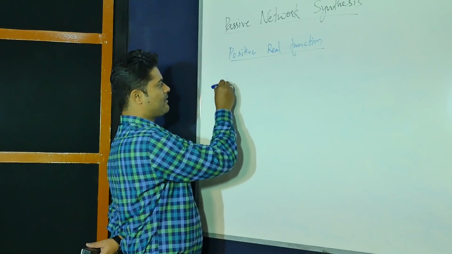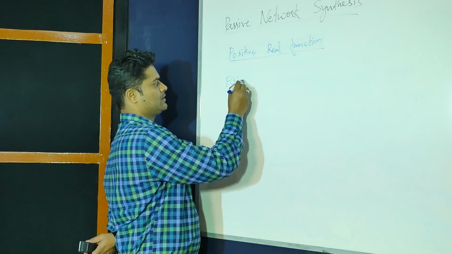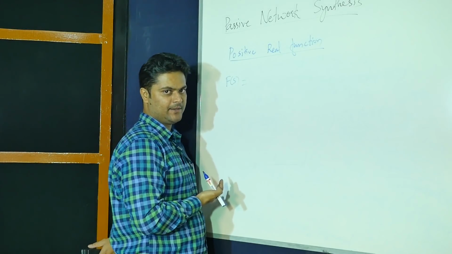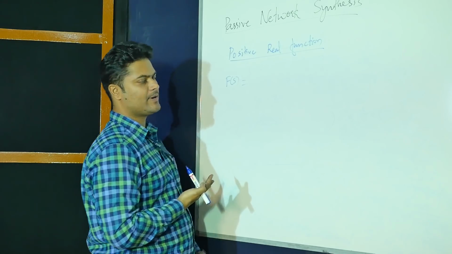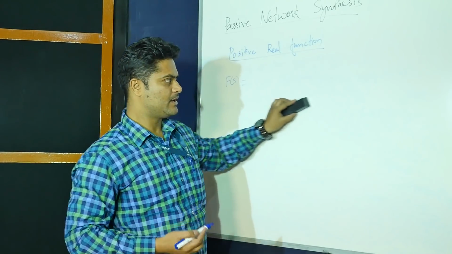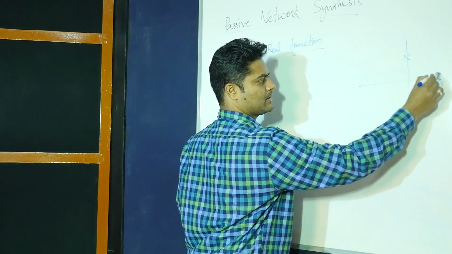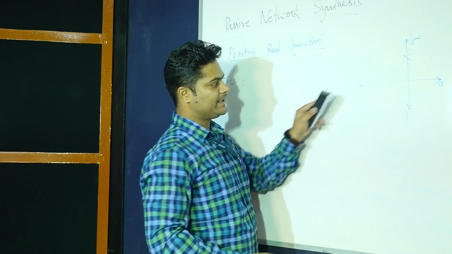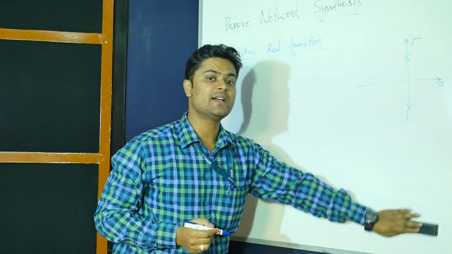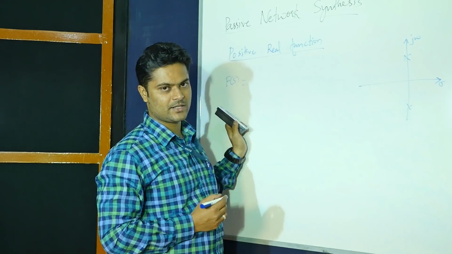So a function f of s is said to be a positive real function if the roots of the function lie on the left side of the s-plane and it has simple poles lying on the j omega axis. If it has simple poles lying on the j omega axis, then the residue of those poles should be real and positive. We will see those in the problem, but that is one of the necessary conditions.